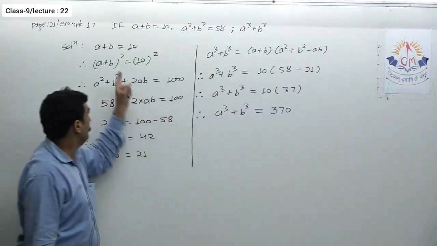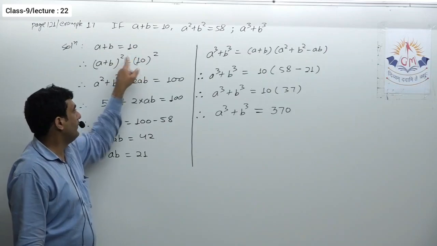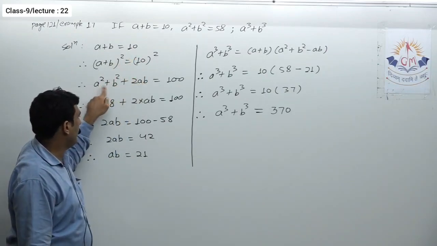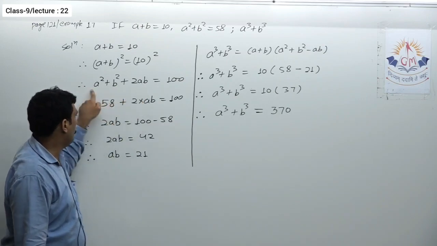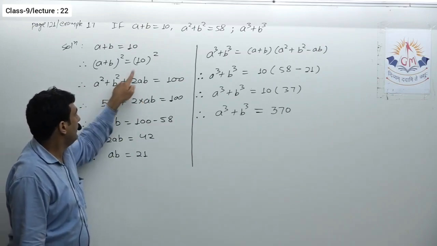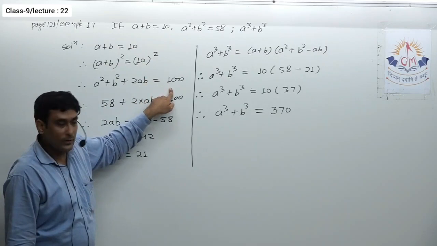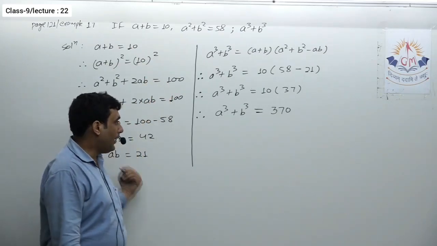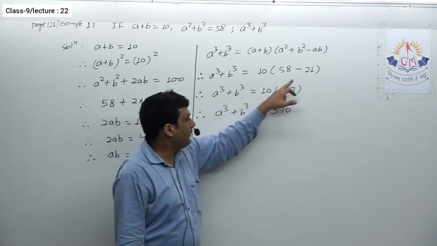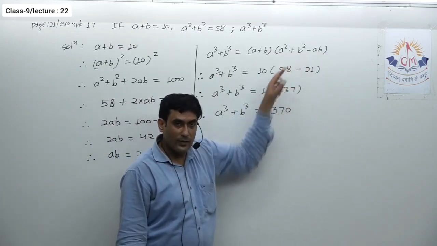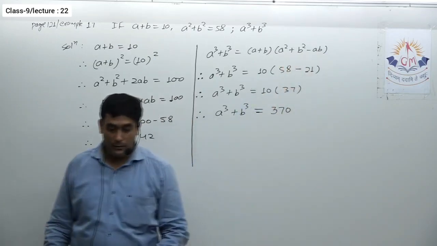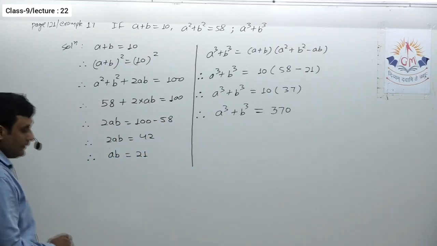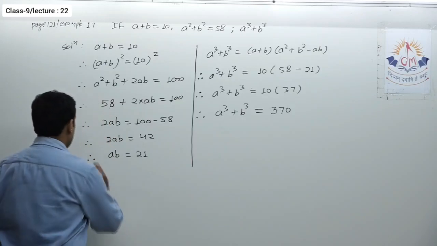For that, we'll apply the identity of a plus b whole square. So a plus b whole square is a square plus b square plus 2ab. Now over here a square plus b square is given, a plus b is also given. So just by putting the values in this, we'll be able to get ab, and after getting the value of ab, when we put it over here, we'll get the value of a cube plus b cube. So I hope this is clear to you. Now we'll see next, that is example number 18.